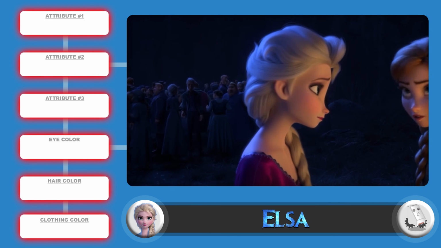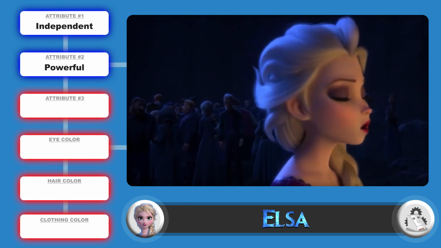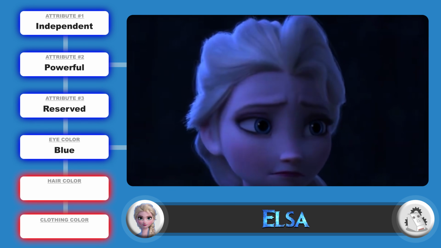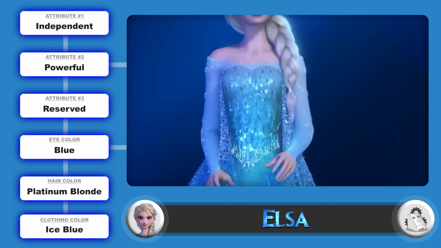For the character Elsa, her 3 key attributes are independent, powerful, and reserved. Her eye color is blue, her hair color is platinum blonde, and her key clothing color is icy blue.